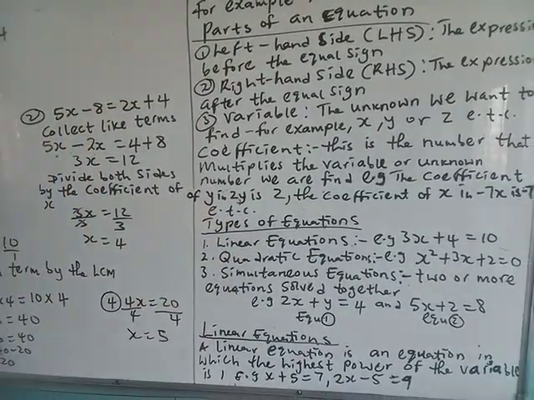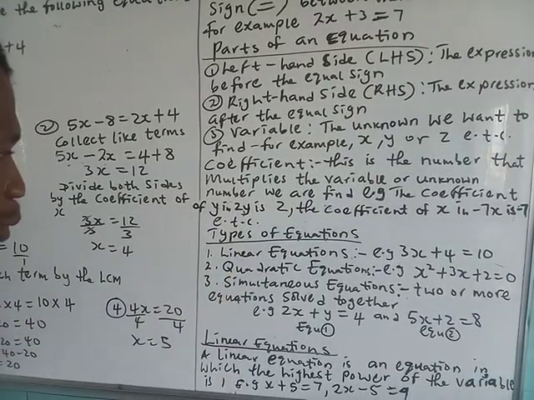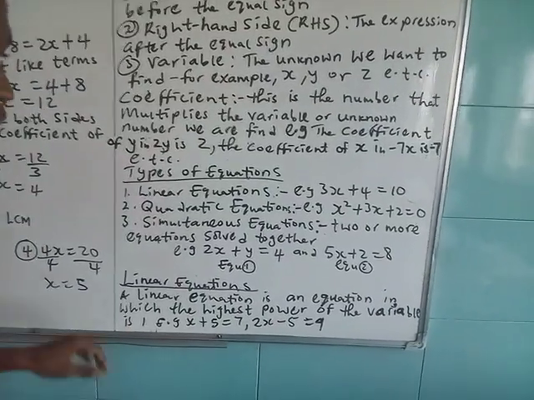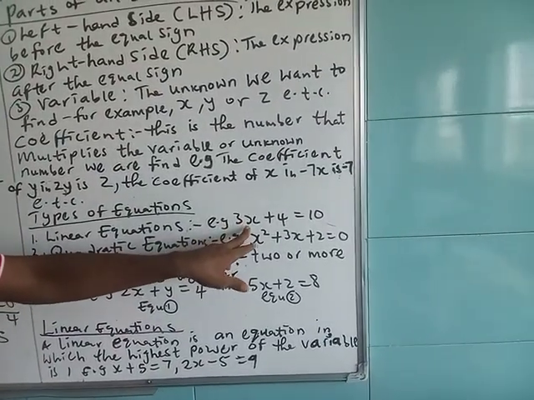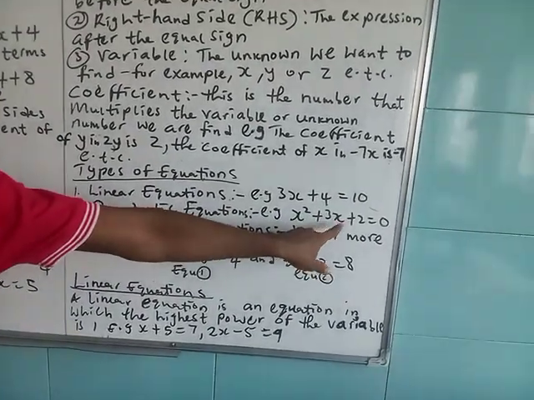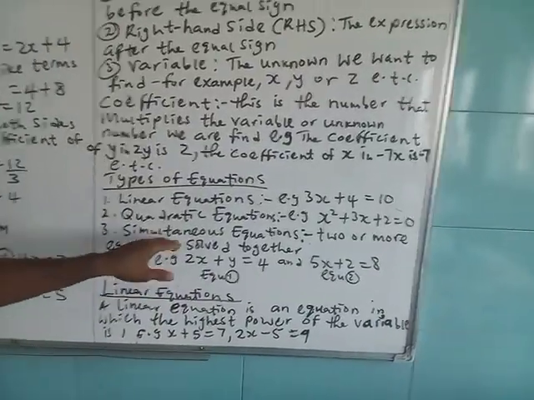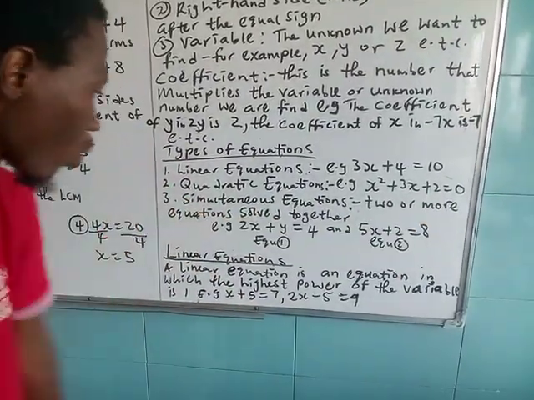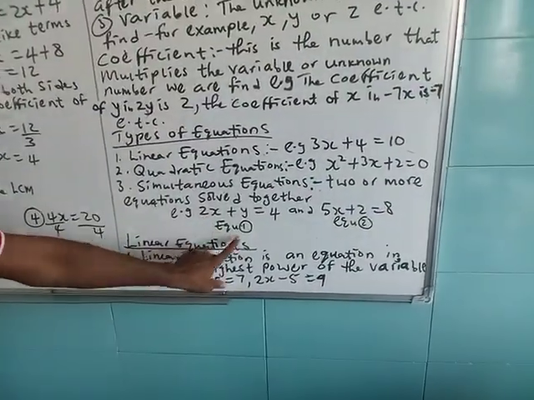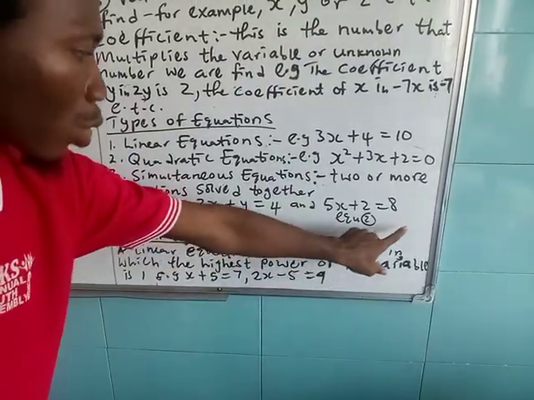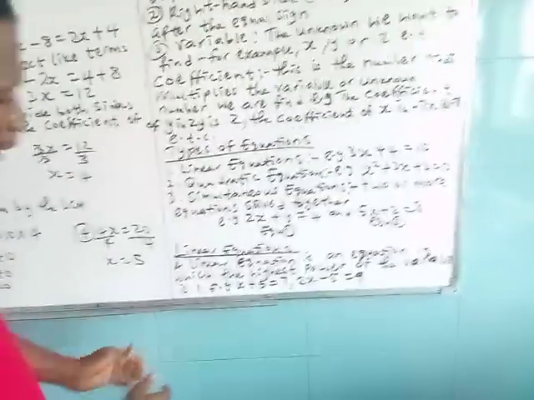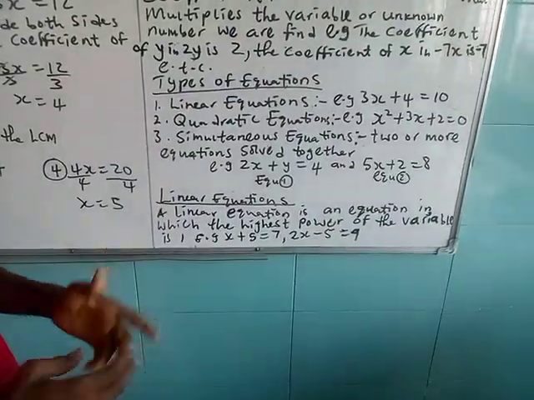Now, types of equations. We have linear equations, quadratic equations, and simultaneous equations. For the linear equations, we can see examples. We have 3x plus 4 equals 10. For the quadratic equation, we have x squared plus 3x plus 2 equals 0. Then simultaneous equations, we have 2 or more equations solved together. Just like this is equation 1, and this is equation 2. But for this video, the type of equation that we focus on is the linear equations.